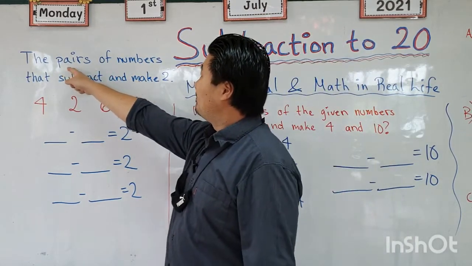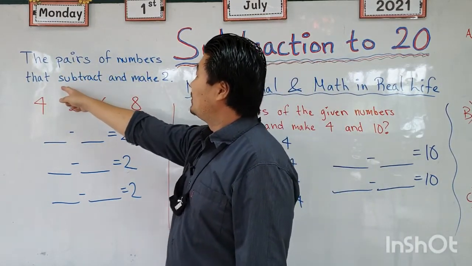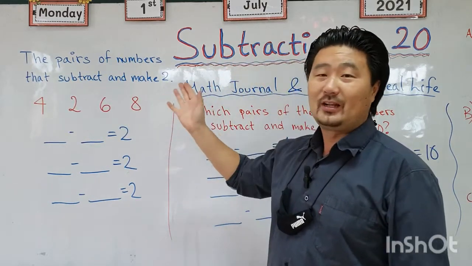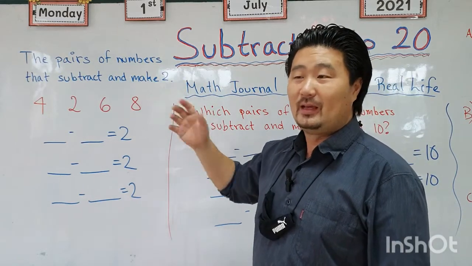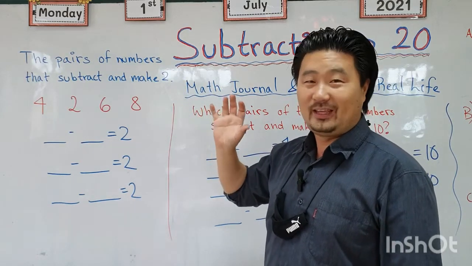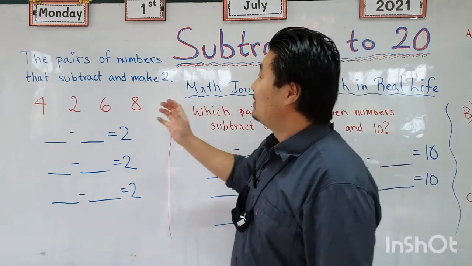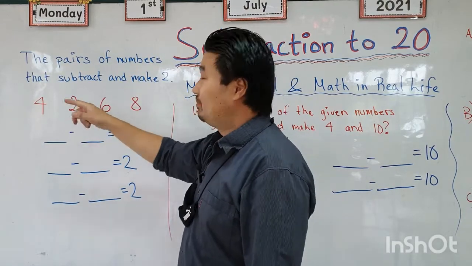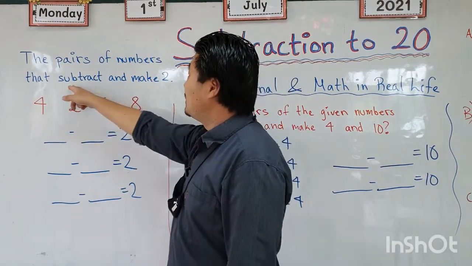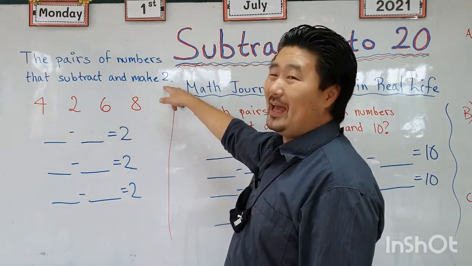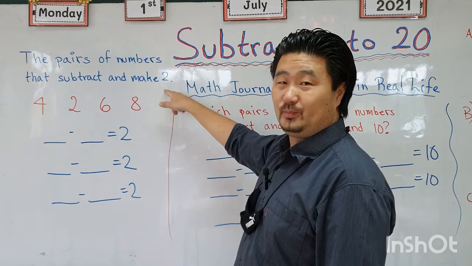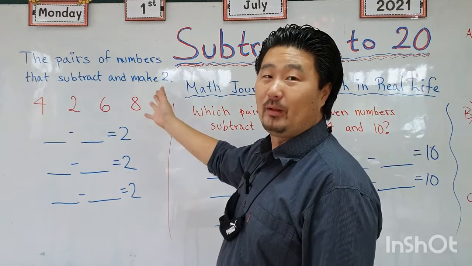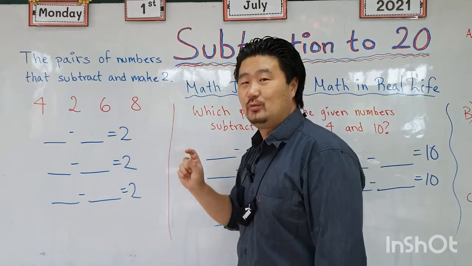So, the pairs of numbers that subtract and make 2. I know you do not understand what this means. I had to think before I really understood what it means. So, you need to make pairs. Pairs is two numbers, and then subtract and have the answer be 2. If it's not 2, then it does not work in this problem here. So the answer must be 2.